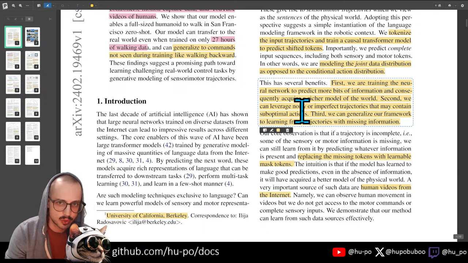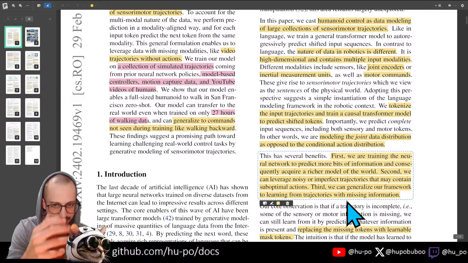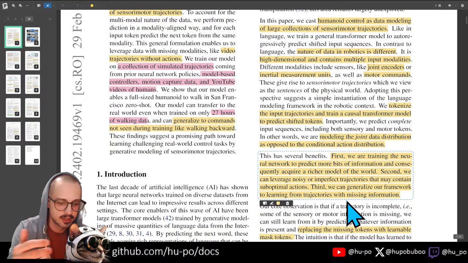Second, we can leverage noisy or imperfect trajectories that may contain suboptimal actions. This is where they're going to be able to learn from YouTube videos, which are going to be extremely noisy, because not only do you have the noise inherent to the human motion, but then in order to get that human motion, you're going to have to do some pose detection and then retarget that into the humanoid skeleton.